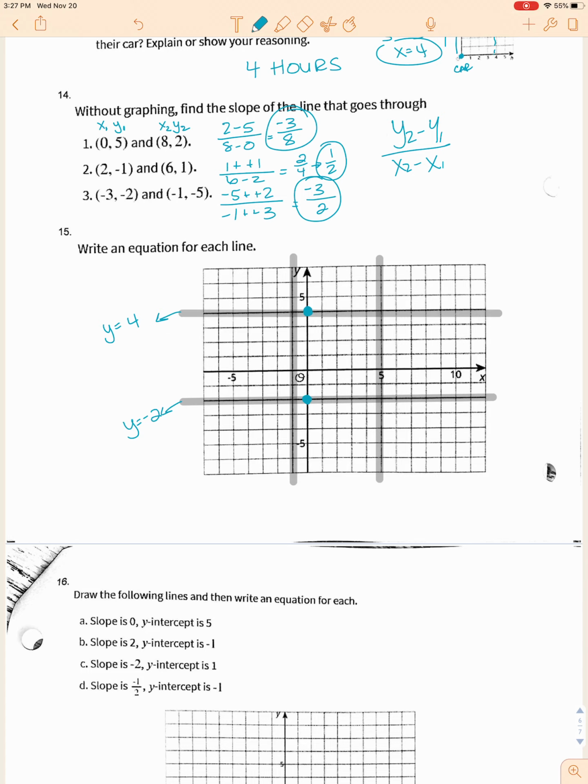The opposite happens. So if my horizontal lines going through the y-axis are y equals lines, then my vertical lines going through the x-axis are x equal lines. So I'm looking at this point here where it crosses the x-axis at 5, and that line would be x equals 5. Similar, this line crosses the x-axis at negative 1, so that line would be x equals negative 1.